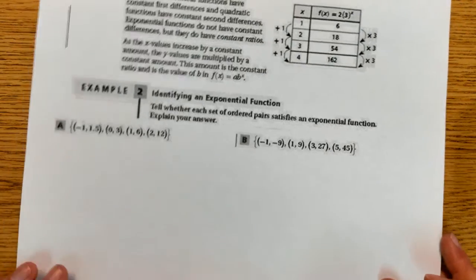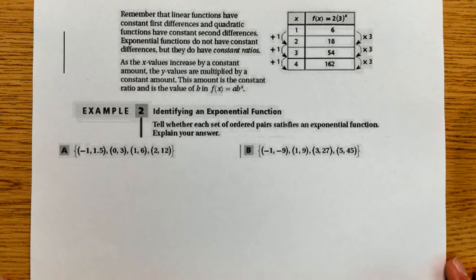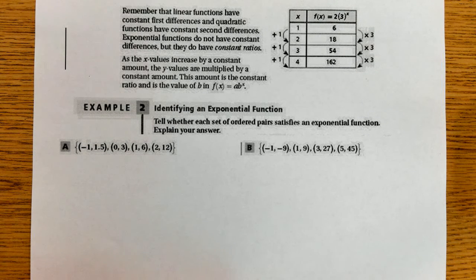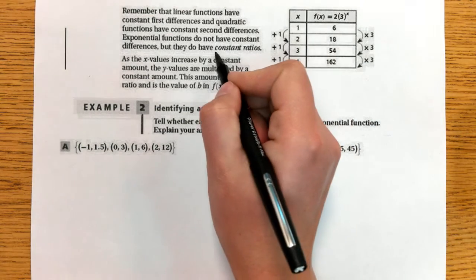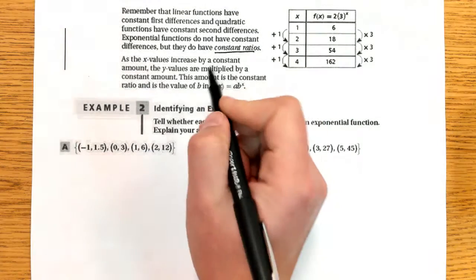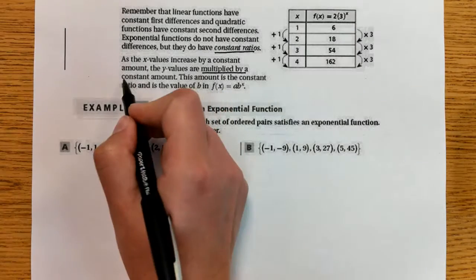In example 2, we'll identify an exponential function by looking at ordered pairs. Remember that linear functions have a constant first difference. Quadratic functions have a constant second difference. Exponential functions do not have constant differences. They have constant ratios, so we're looking at multiplication here. As the x value increases by a constant amount, the y values are multiplied by a constant amount.